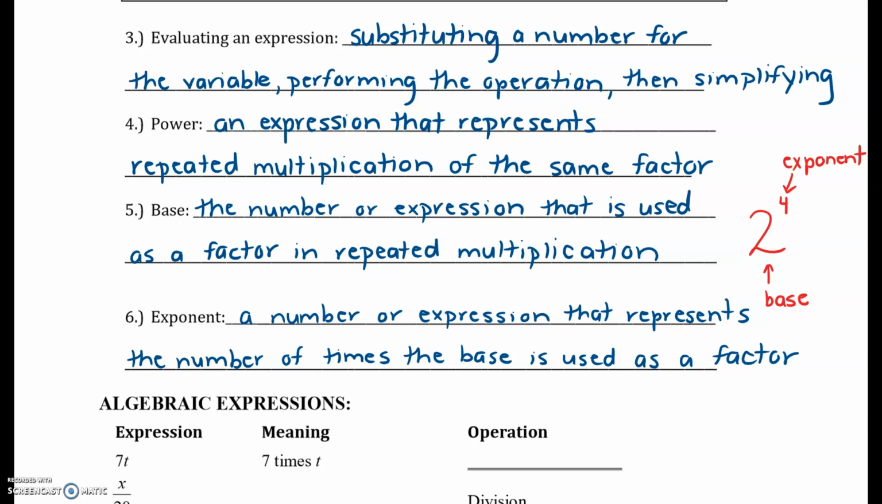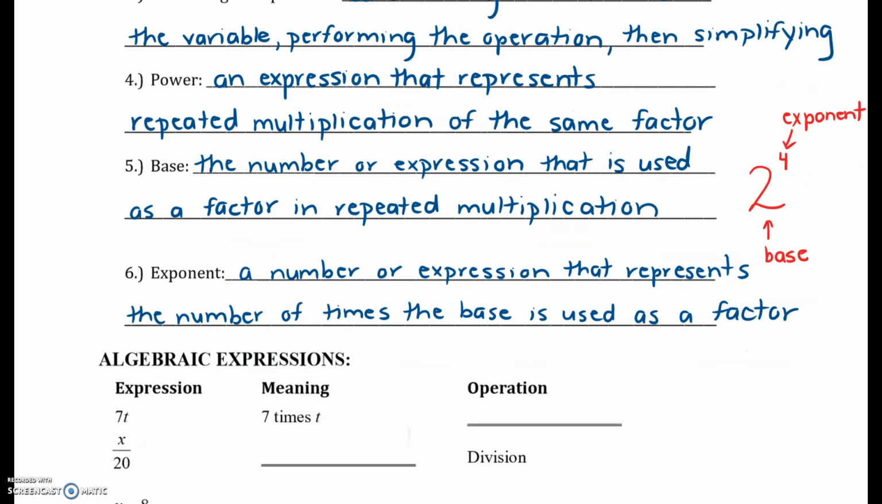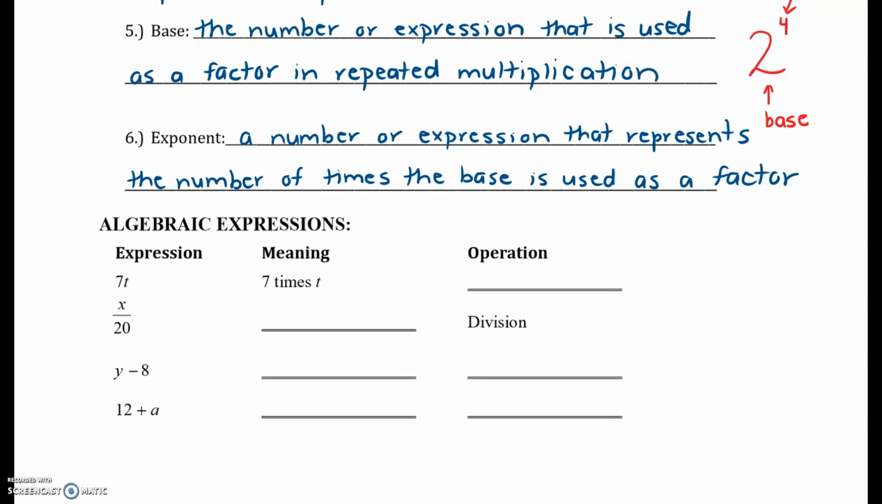Okay, so utilizing that information, we're going to go through these algebraic expressions and see what each one of these things means. So we have 7t. What this really means is 7 times t, which indicates that we are going to be multiplying 7 and the value of t together. Okay, x over 20. When you see this written as a fraction, this really means that x is being divided by 20.